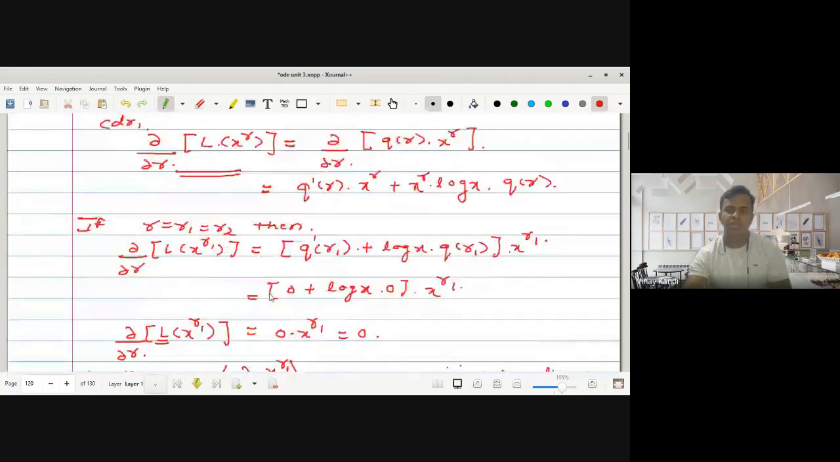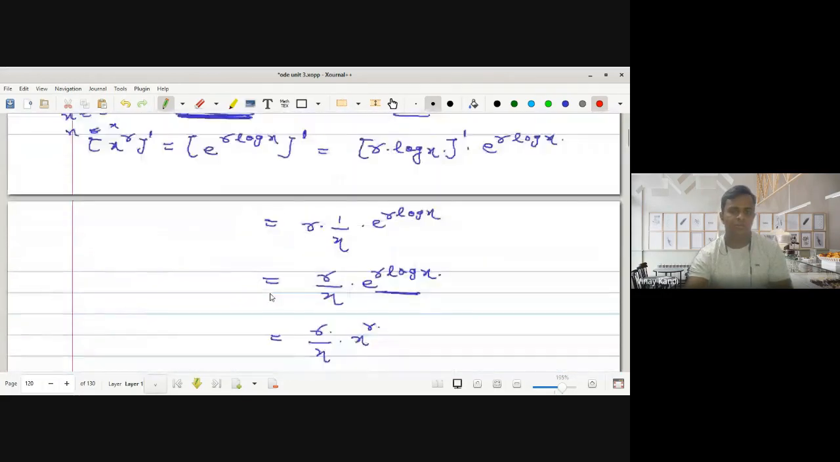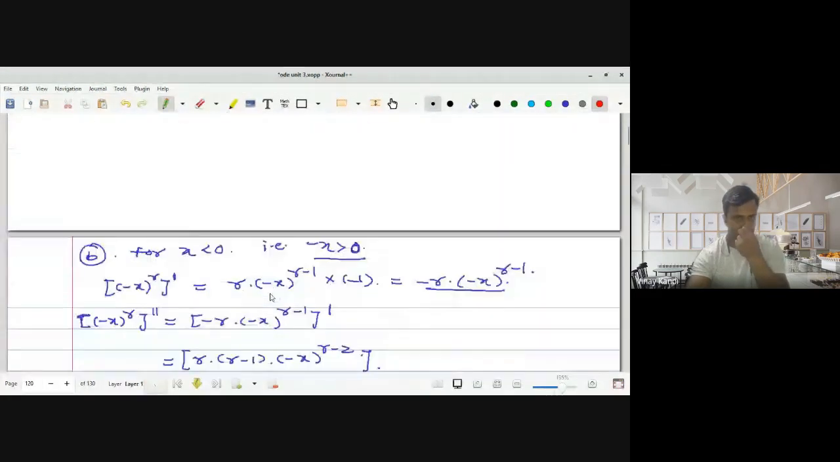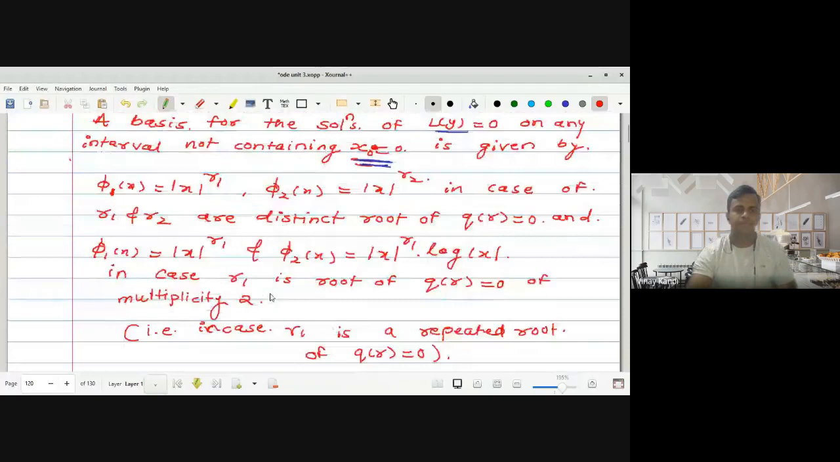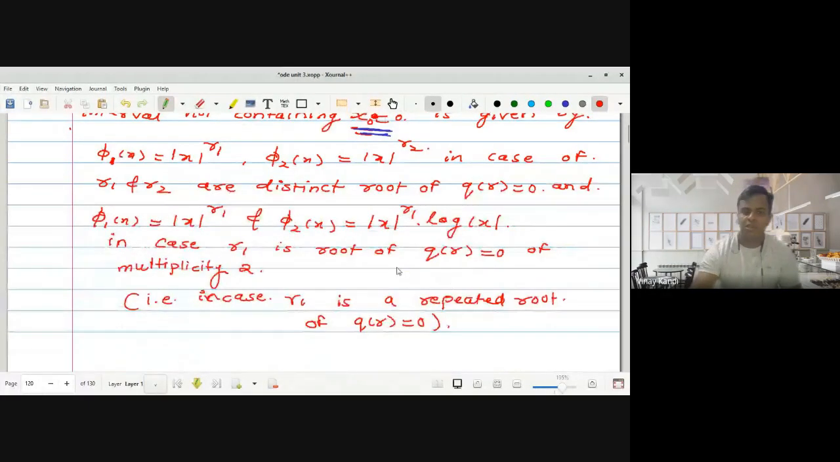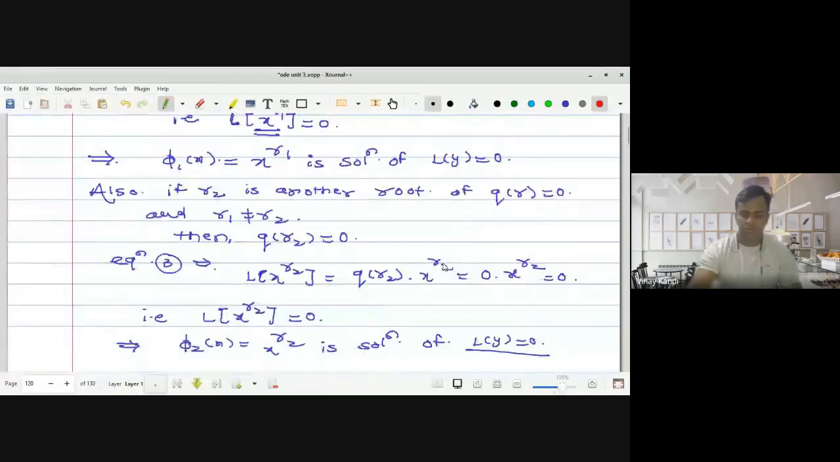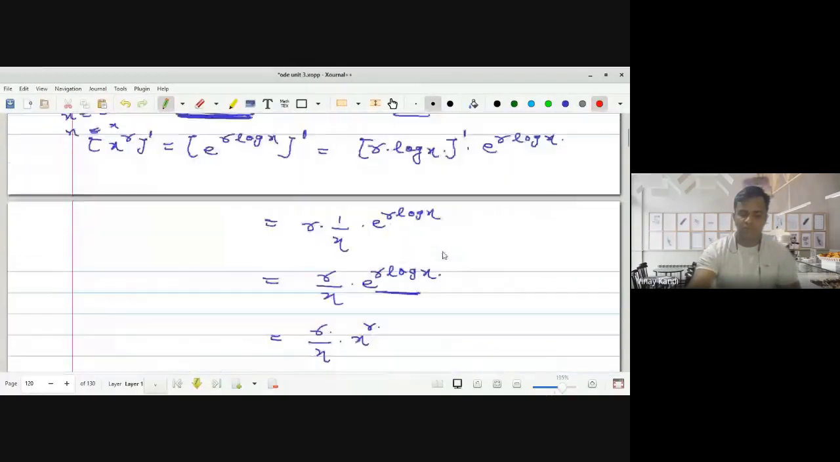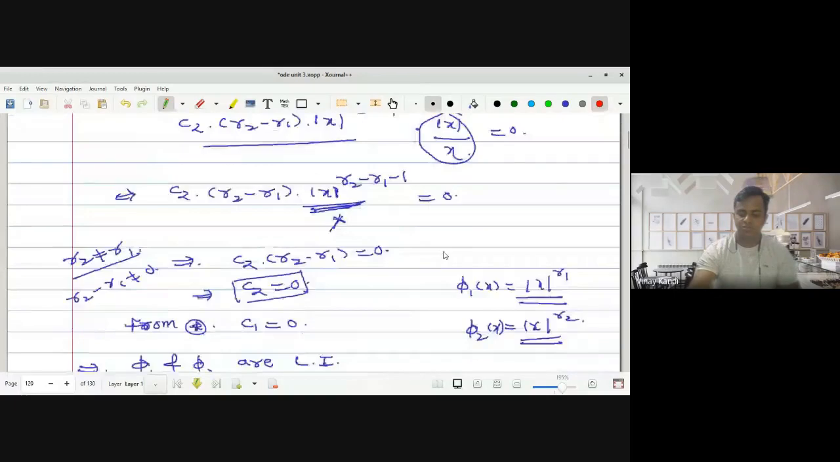Okay, and we will move towards the example on this. So this is the theorem. What is the theorem? The basis solution of L of y of Euler's equation is phi 1 of x is equal to mod of x raised to r1 and phi 2 of x is equal to mod of x raised to r2 in case of distinct roots. And in case of the repeated roots, phi 1 of x is equal to mod x raised to r1 and phi 2 of x is equal to mod of x raised to r1 into log of mod of x.